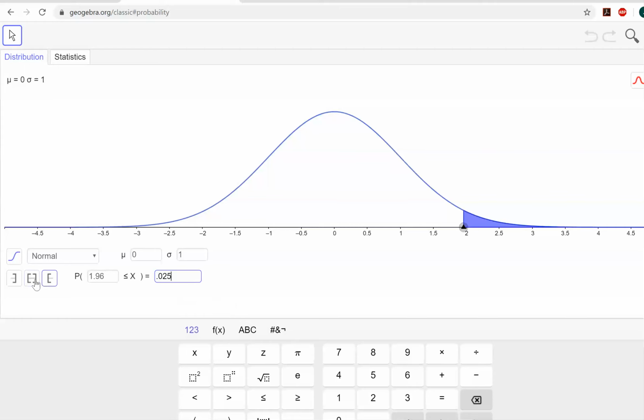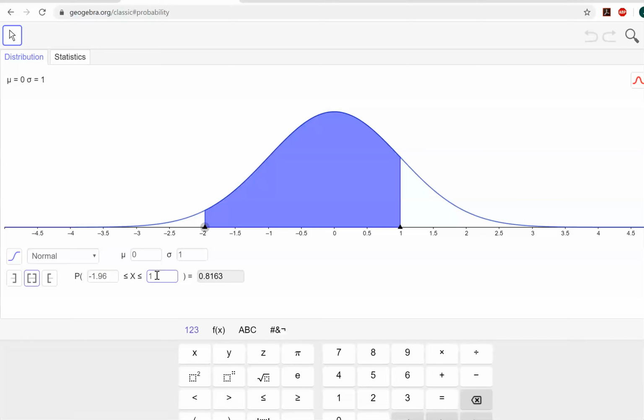The idea being, if I went from negative 1.96 to positive 1.96, there is exactly 95% of data in between there. So that just shows how 2 is a really good estimator. It's very close to 1.96, but this is better. This will give us more accurate results.